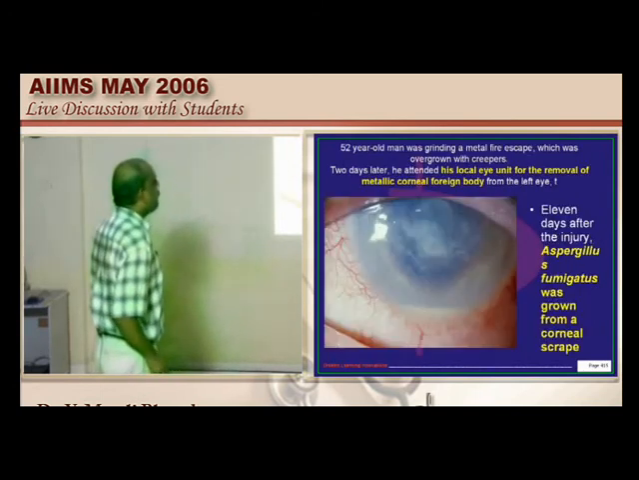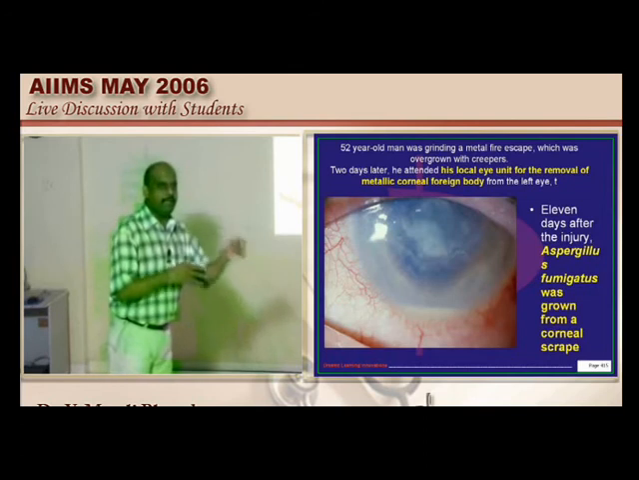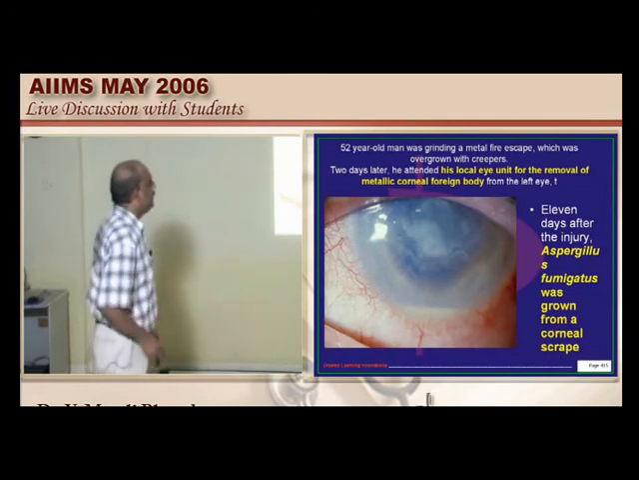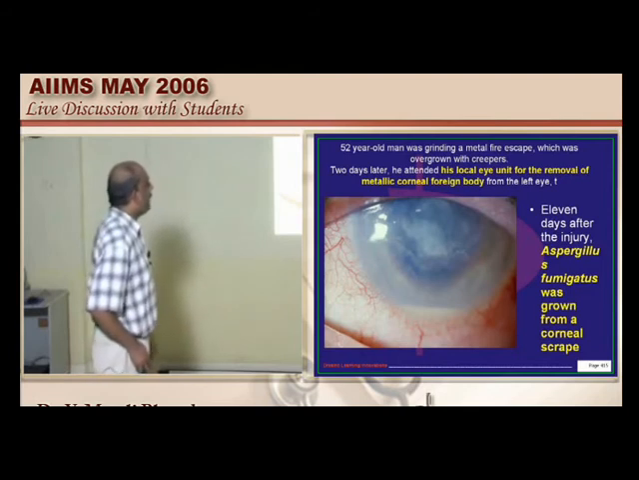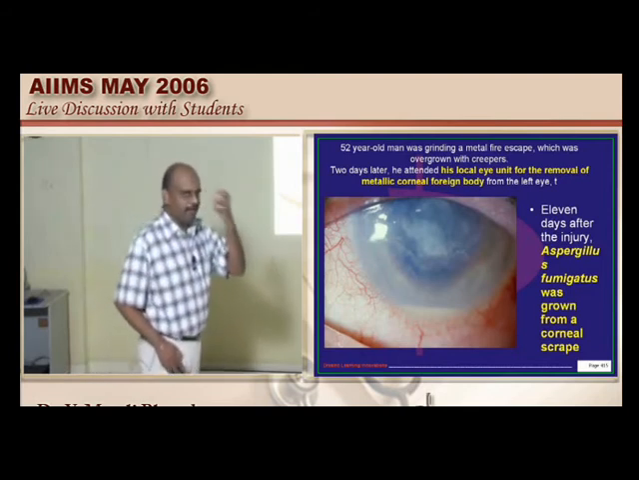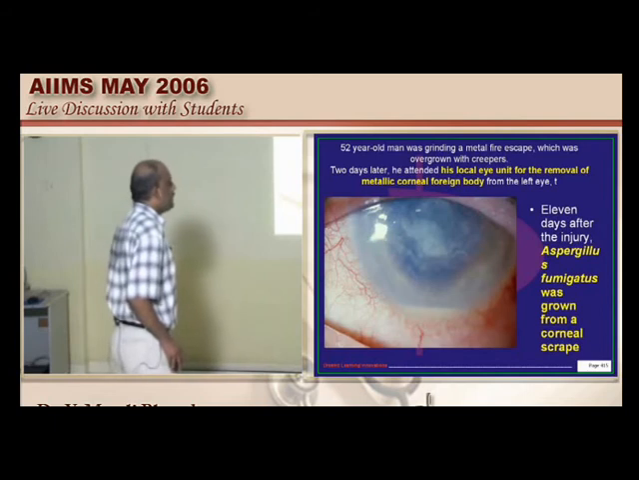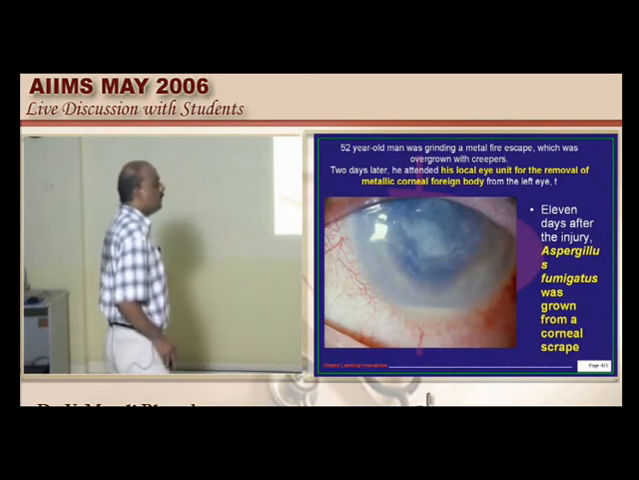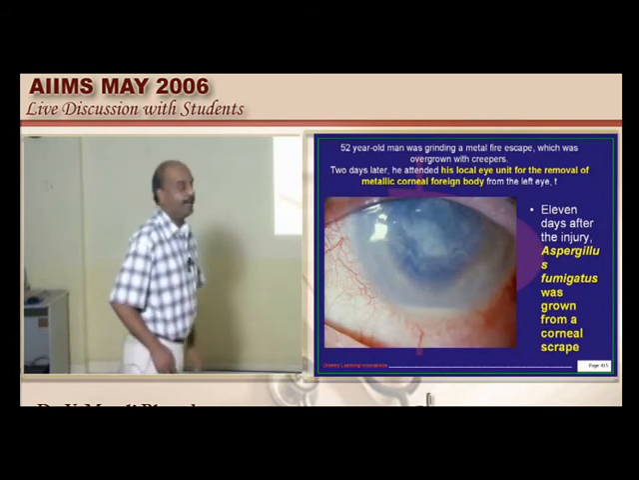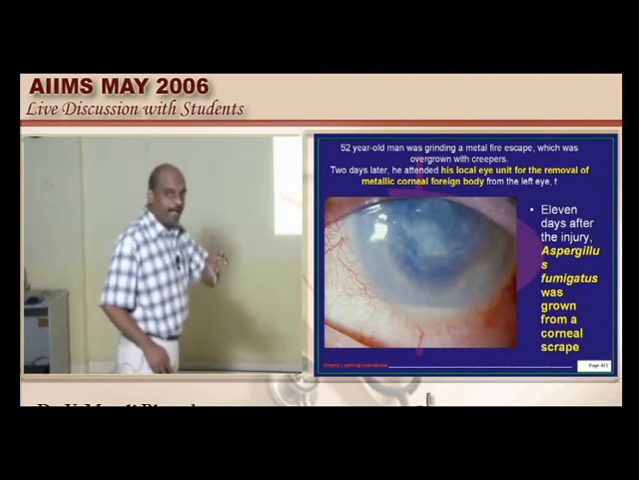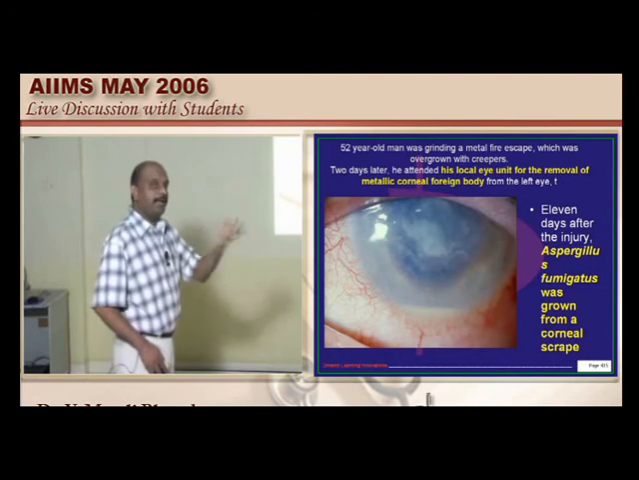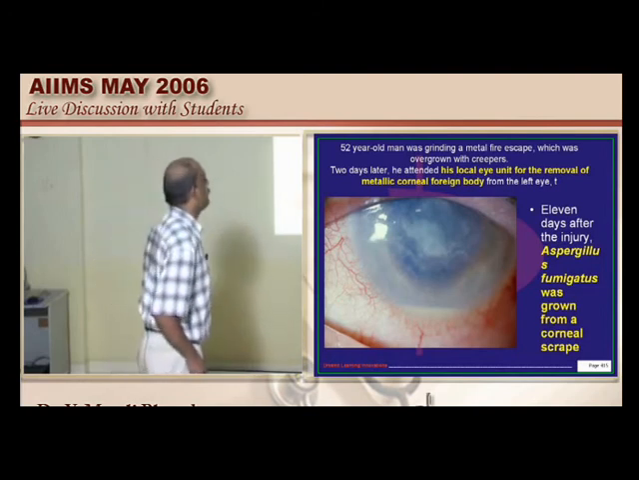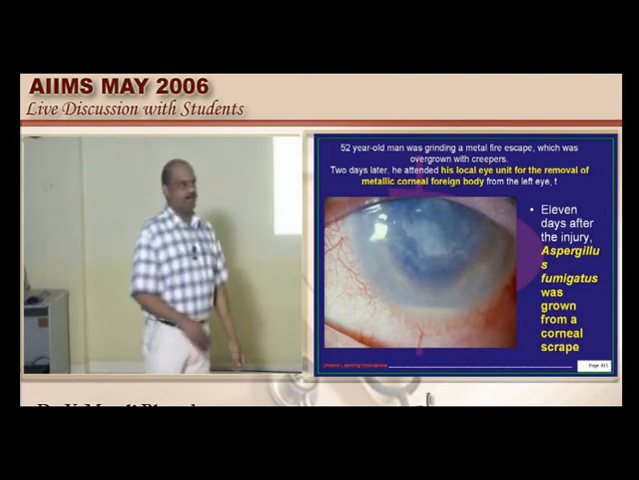And this is a case of a 52-year-old man who was working in the metal grinding industry, and there was a corneal foreign body. After a few days, he developed a lot of inflammation of the eye, and Aspergillus fumigatus was grown in that corneal scraping. It is another classical history of how the eye can become involved, paranasal sinuses can be involved, the lung can be involved, and the brain can be involved, is what needs to be understood.